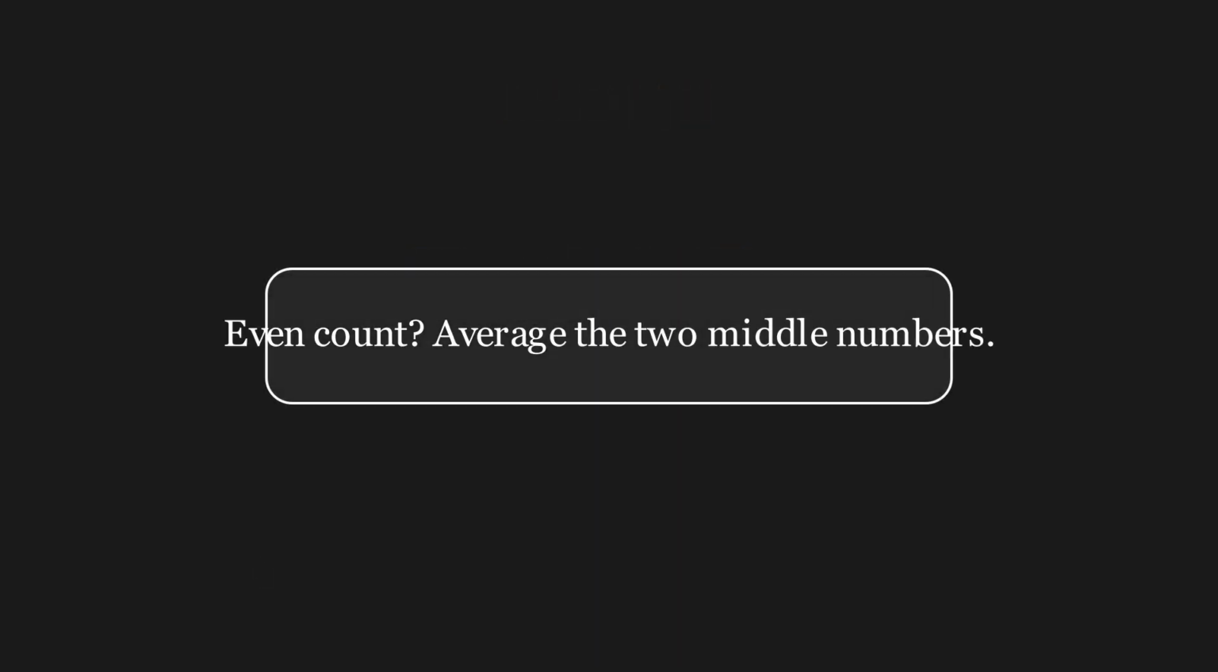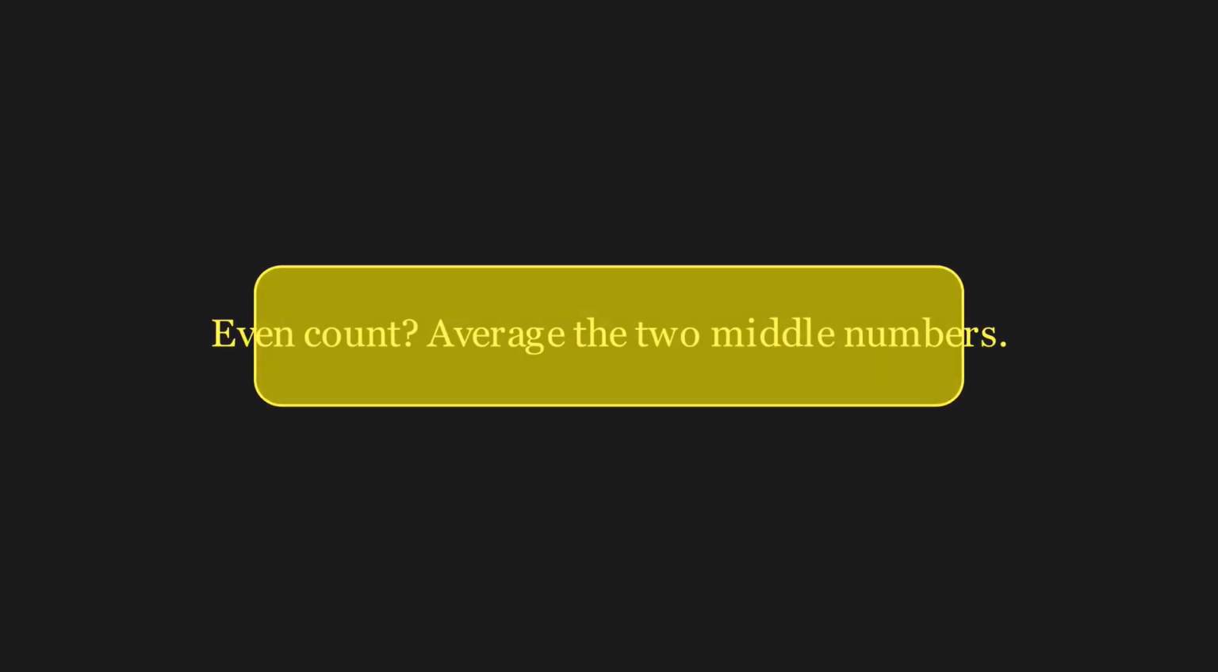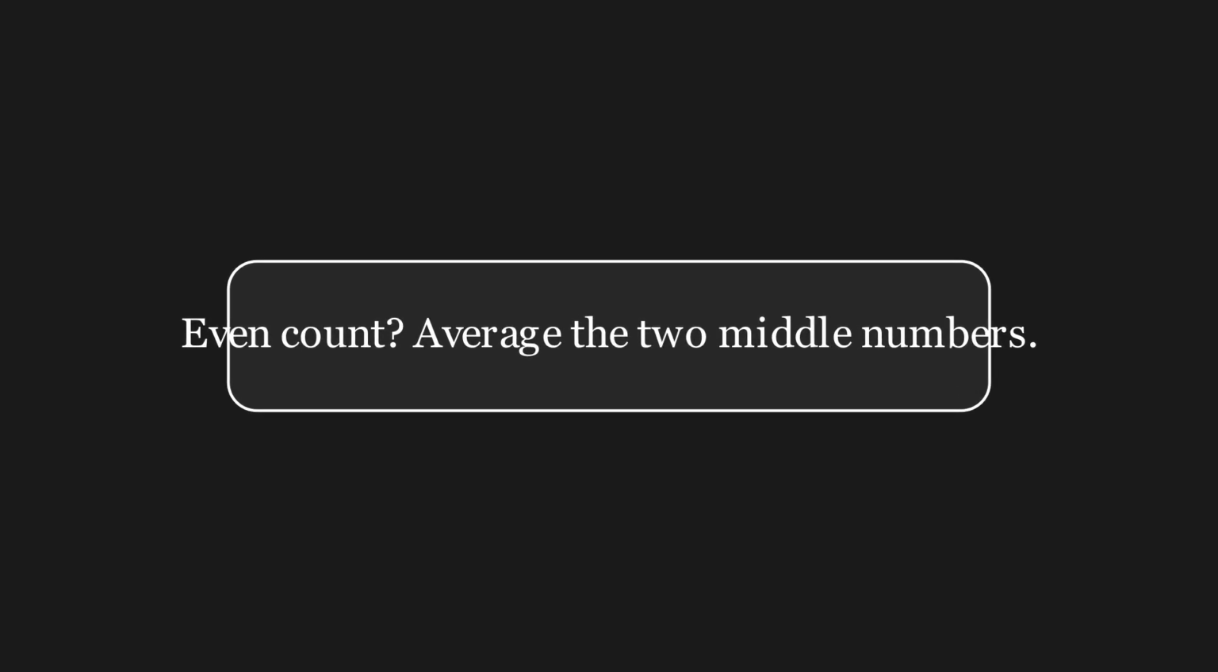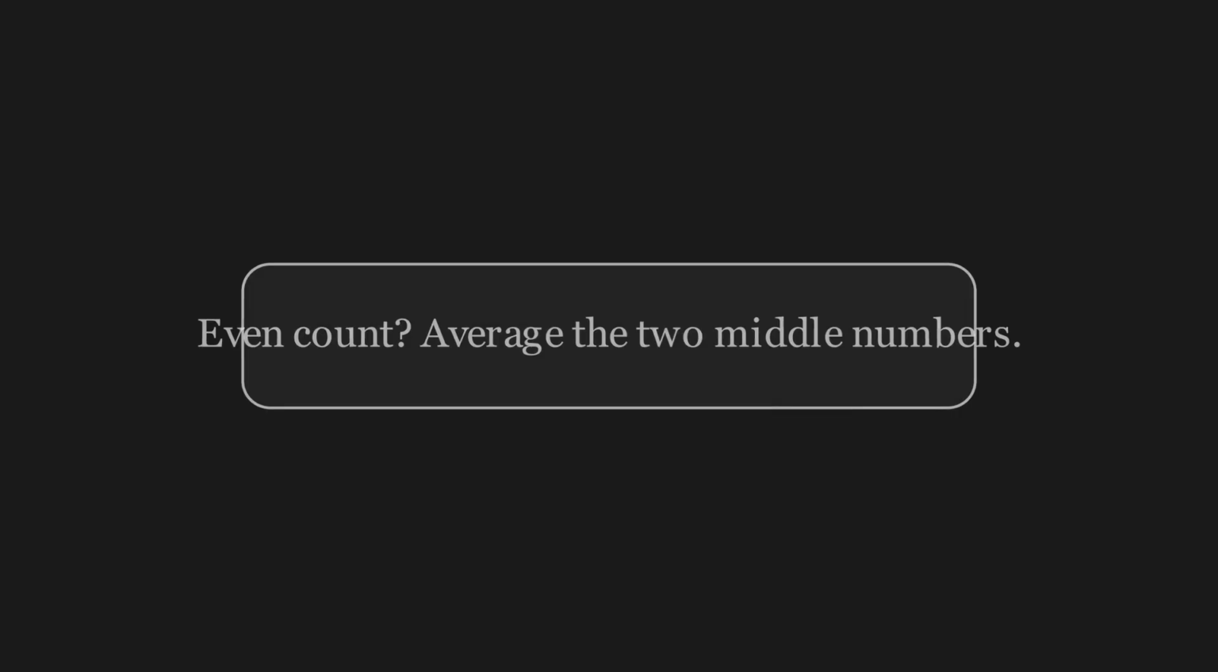Quick note for later. If you ever have an even number of values, there's no single middle number. Instead, you take the 2 middle numbers and average them. But with our 5 games, we don't need that step here.